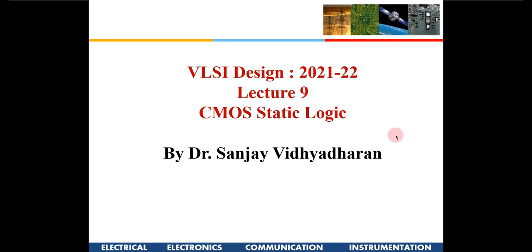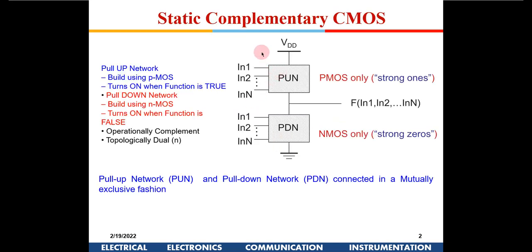In the last two classes, we saw inverter static characteristics, and then we saw the inverter dynamic characteristics. Today, what we are going to see is CMOS static logic circuits, more complex circuits. So if you see here, static complementary CMOS circuits. CMOS stands for complementary MOS. So I shouldn't have written complementary, but this C stands for complementary, right?